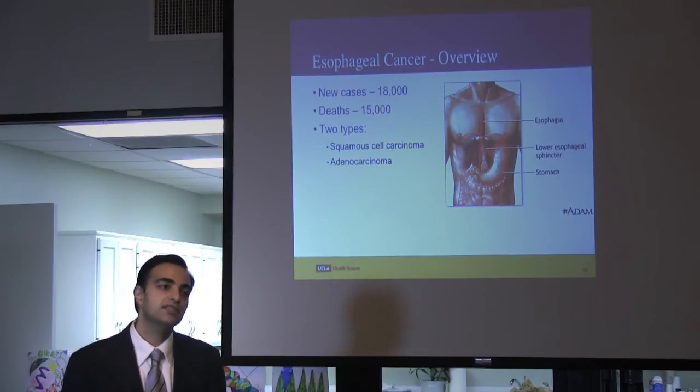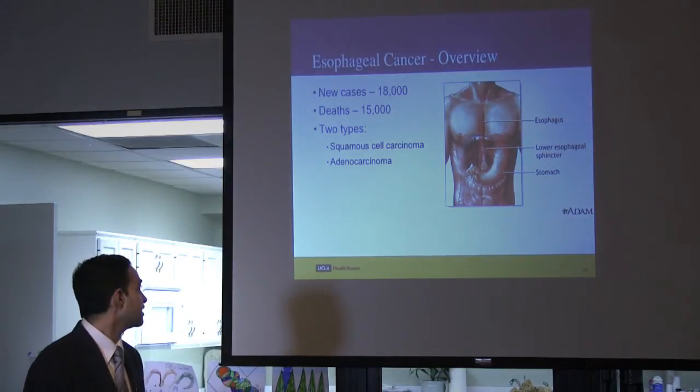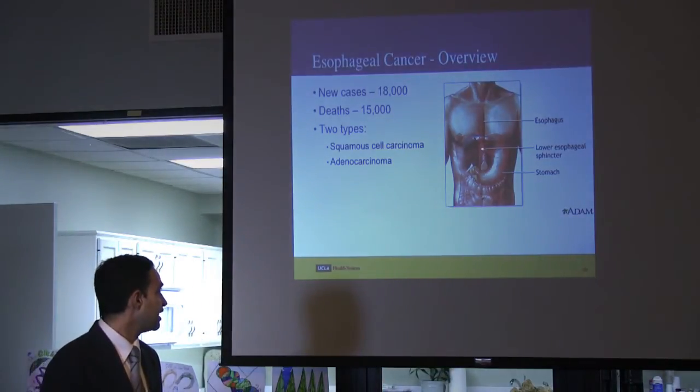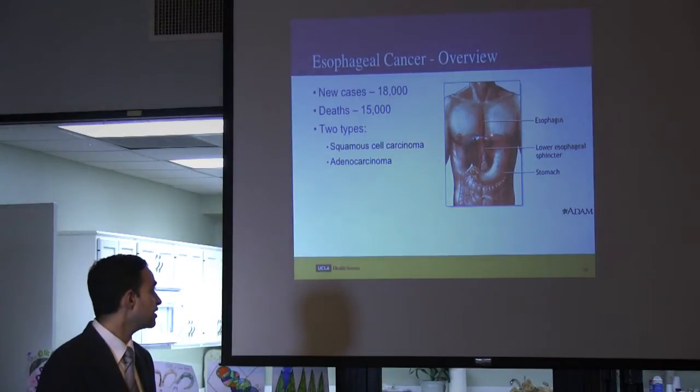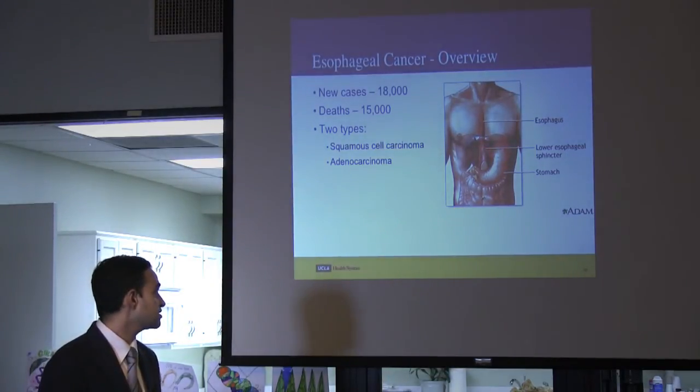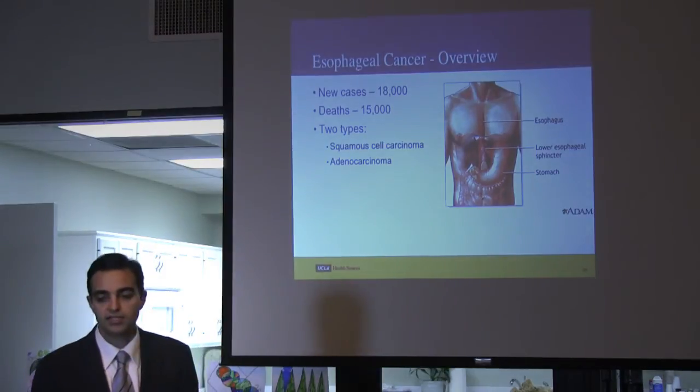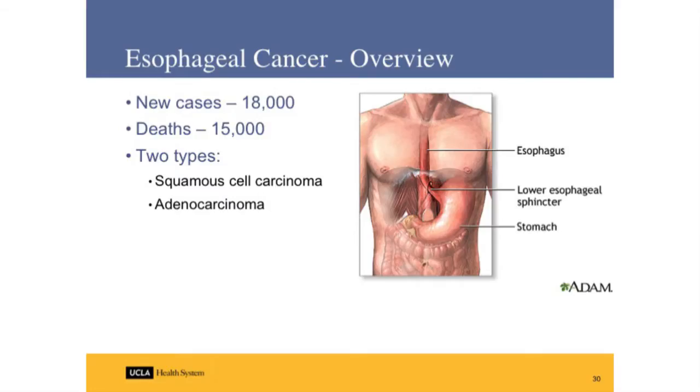And then adenocarcinoma is another type of esophageal cancer. That usually occurs at the distal or the end of the esophagus just before it goes into the stomach. The major risk factor of adenocarcinoma of the esophagus is reflux, which oftentimes can lead to Barrett's esophagus.